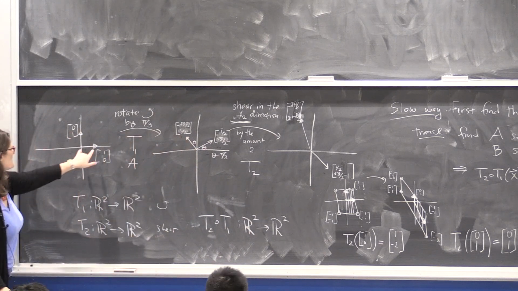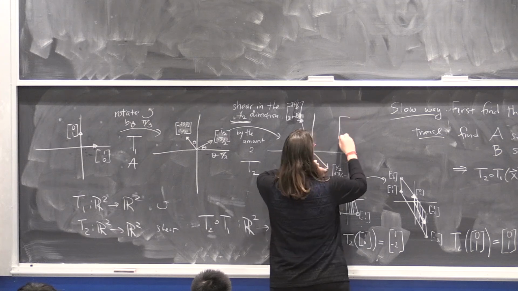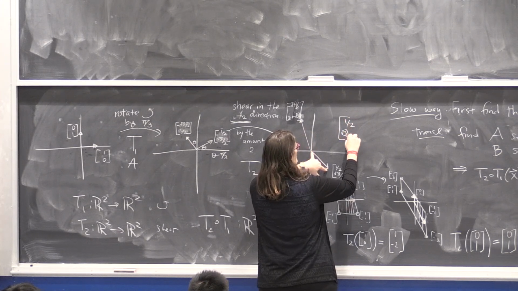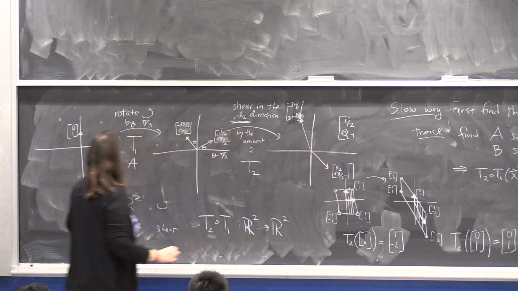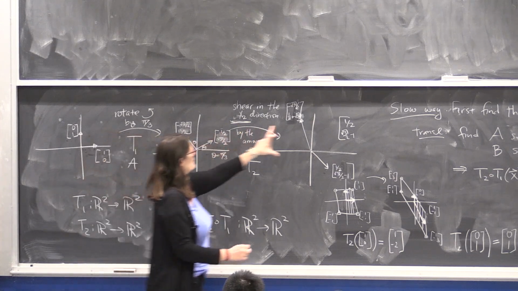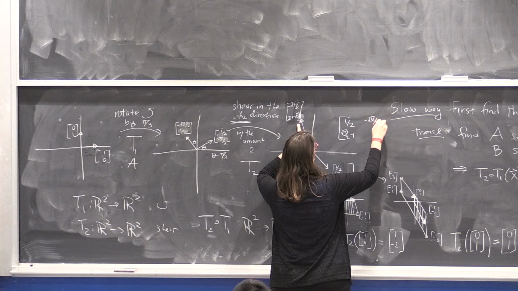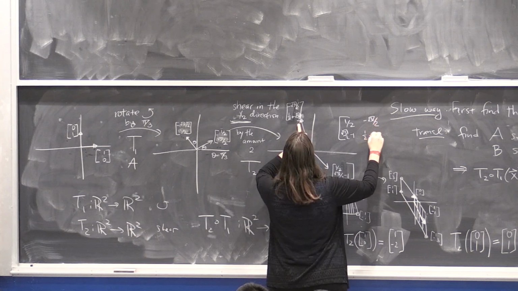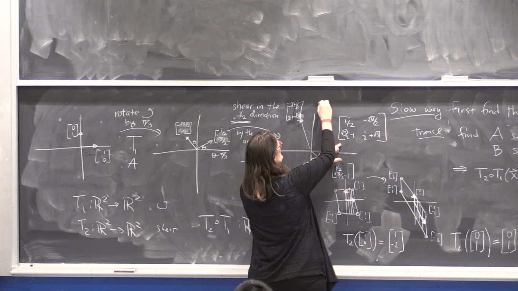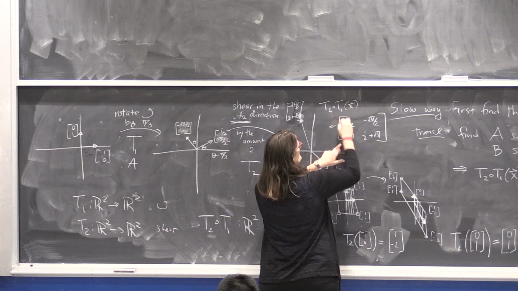So now that I figured out that this vector goes to this vector, goes to that vector, I write down the first column of my matrix, 1/2, root 3 over 2 minus 1. This vector goes to that vector, goes to that vector. I get the second column, minus root 3 over 2, 1/2 plus root 3. That's the matrix that represents T2 composed with T1 of x.